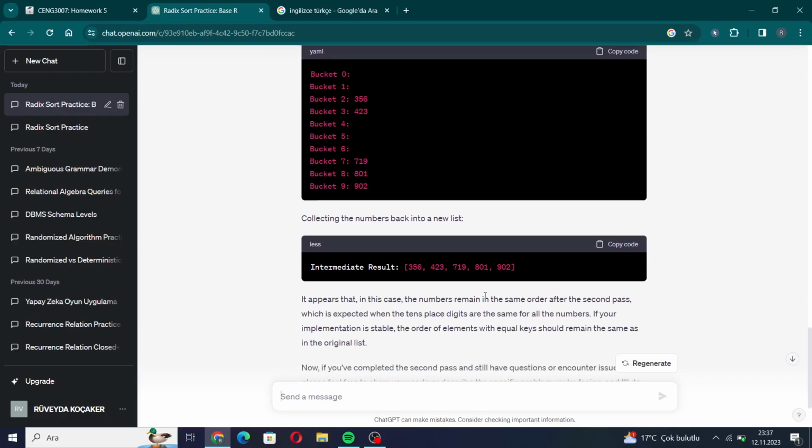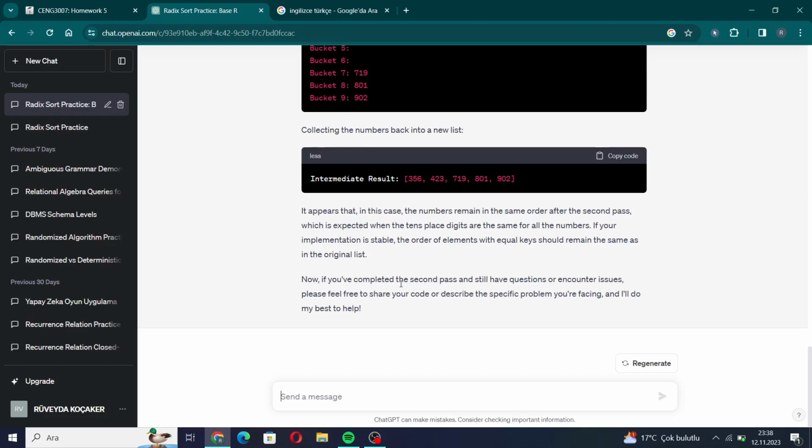In this case, the numbers remain in the same order after the second pass, which is expected when the tens place digits are the same for all numbers. If your implementation is stable, equal cases should remain in the same order as originally. Now, if you completed the second pass and still have questions or encounter difficulties, feel free to share your code to describe the specific issue you are facing.